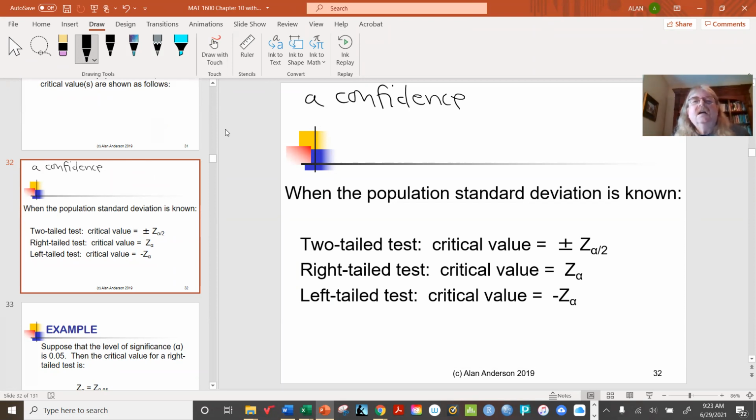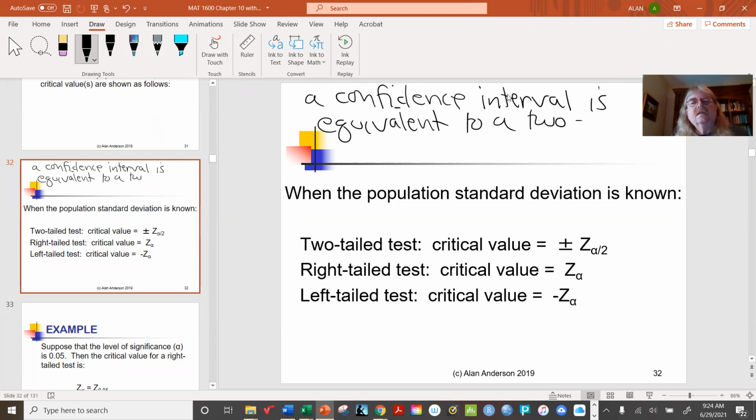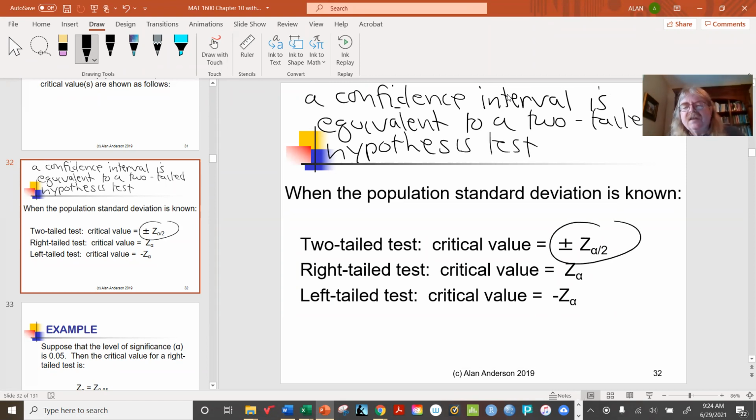All right, so a confidence interval is equivalent to a two-tailed hypothesis test. And so you can see they're the same. But if you have a right or a left-tailed test, if you notice, it's either a positive or negative value, and you only have alpha rather than alpha over 2.